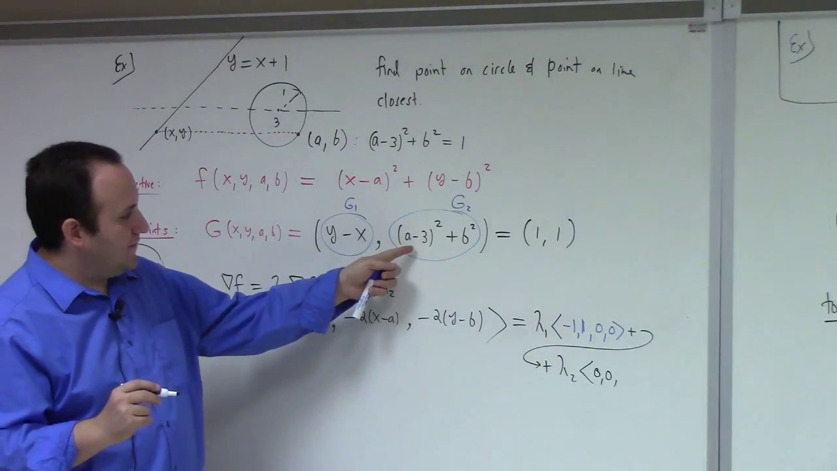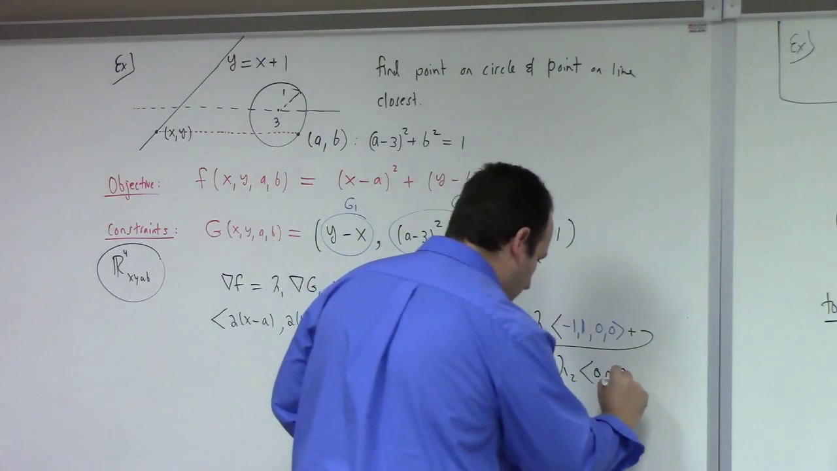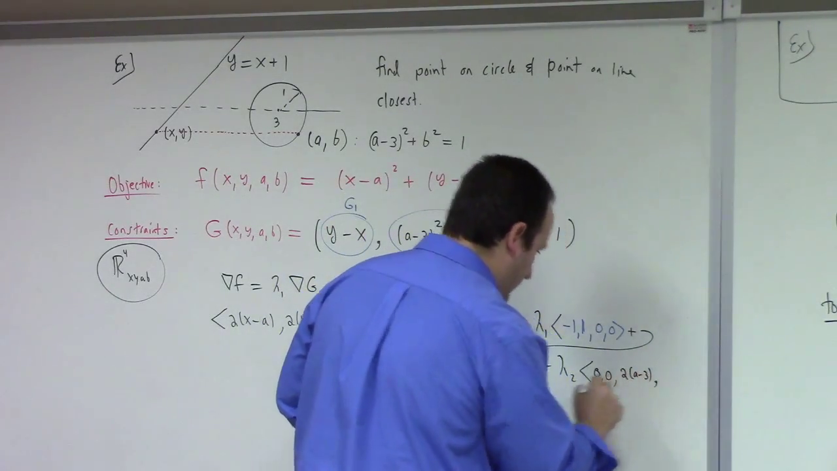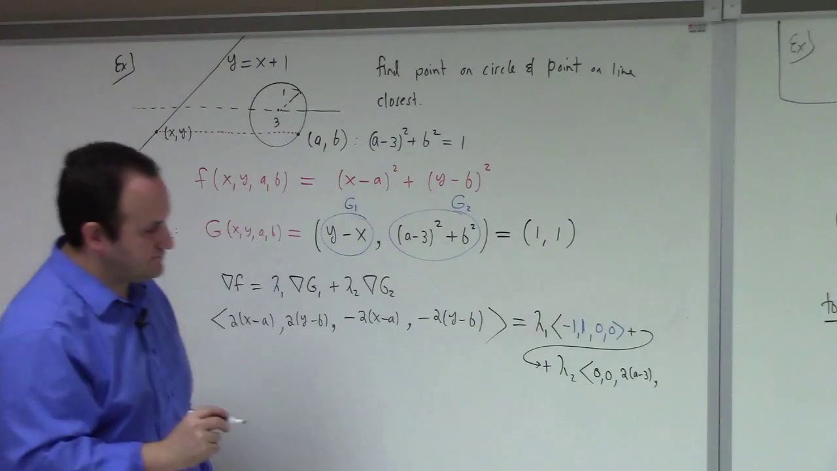Let's see here. So this is 2 times a minus 3 and 2b.